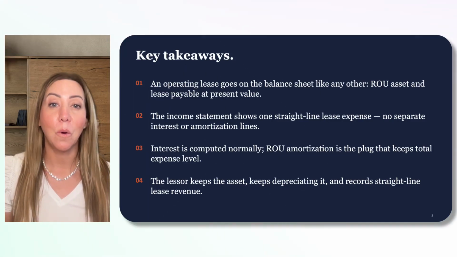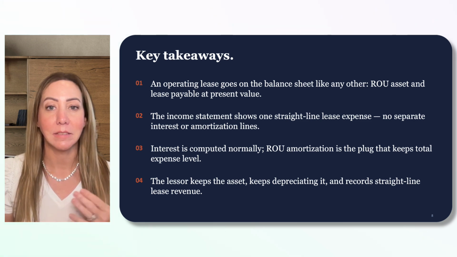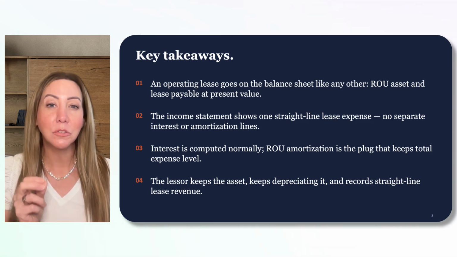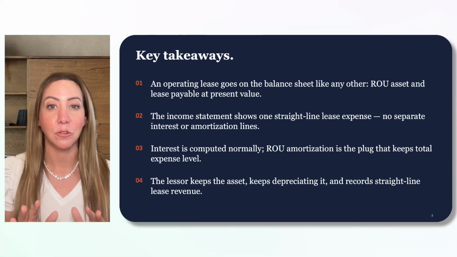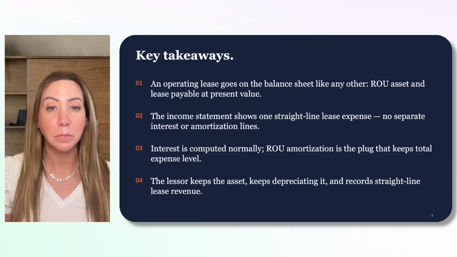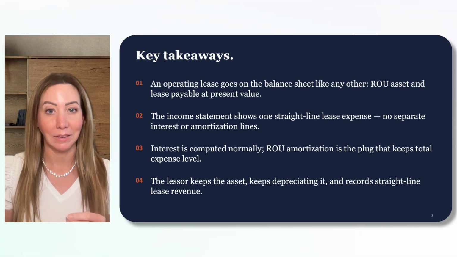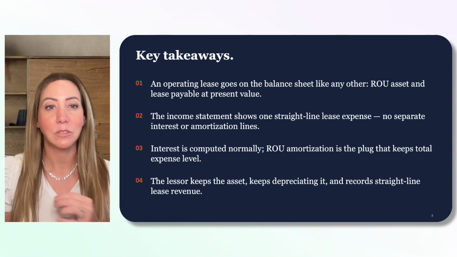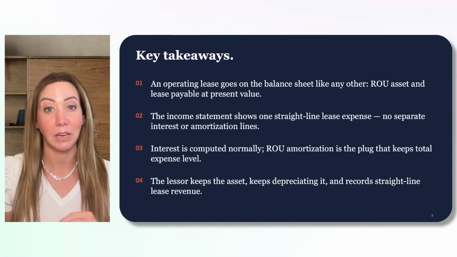To wrap up, operating leases go on the balance sheet just like a finance lease. The days of invisible leases are over. The difference is the income statement: one straight line lease expense instead of interest plus amortization. We still compute the interest component, but the number we need is the amount that goes to reducing the principal of the liability over time. And the lessor never takes the asset off their books, depreciating it like normal.